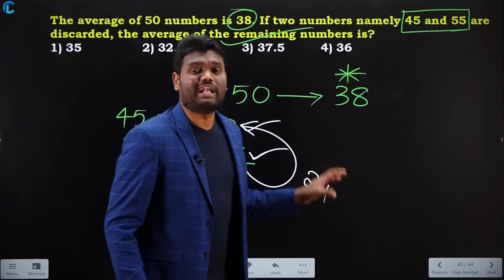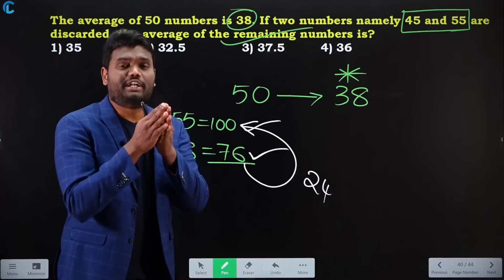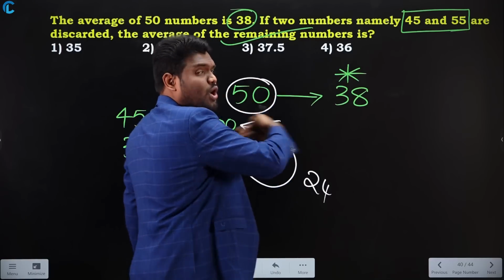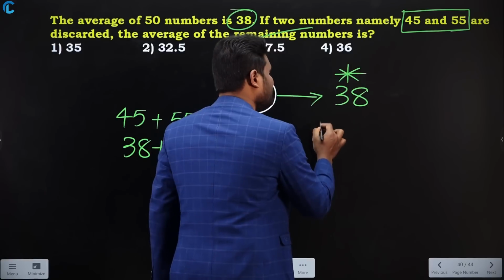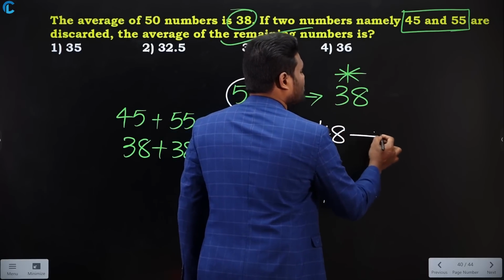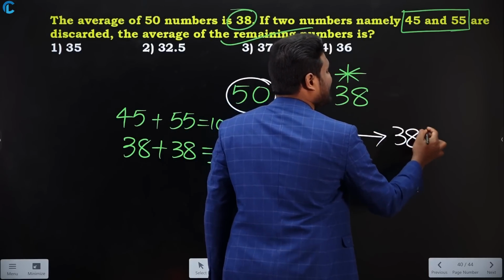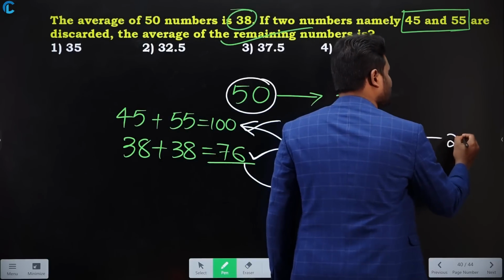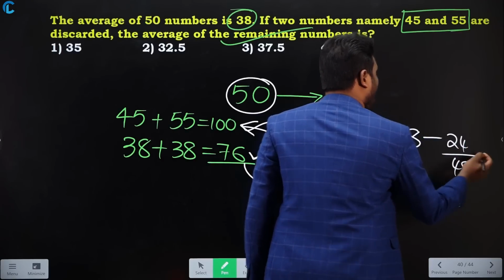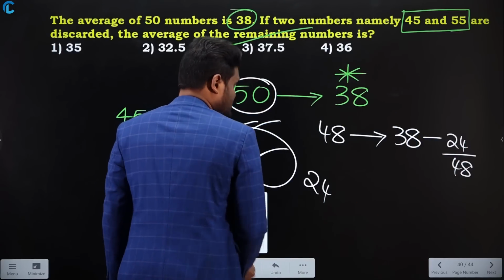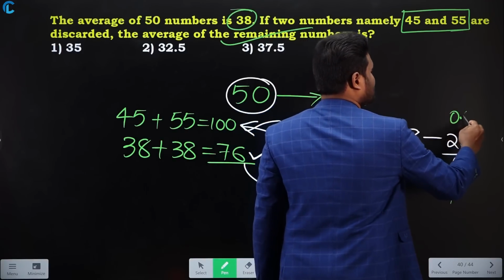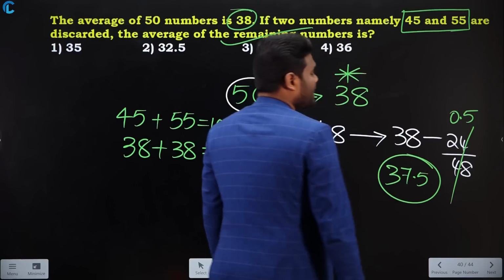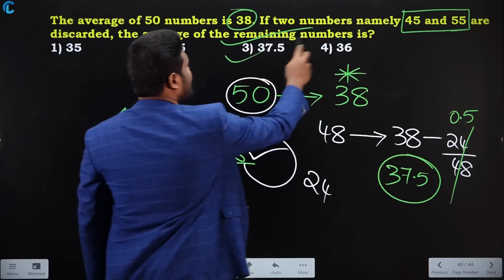So now this 24 was taken extra by those 2 numbers, which means this 24 deficit has to be distributed for all the remaining numbers. Out of these 50 numbers, already 2 numbers left, which means we have only 48 numbers. Now for these 48 numbers, the average should be 38 minus, we are getting 24 less. This 24 has to be distributed for all the 48 numbers. So this is going to be 24 by 48, that is 0.5. So we can say that the remaining numbers' average is nothing but 37.5.